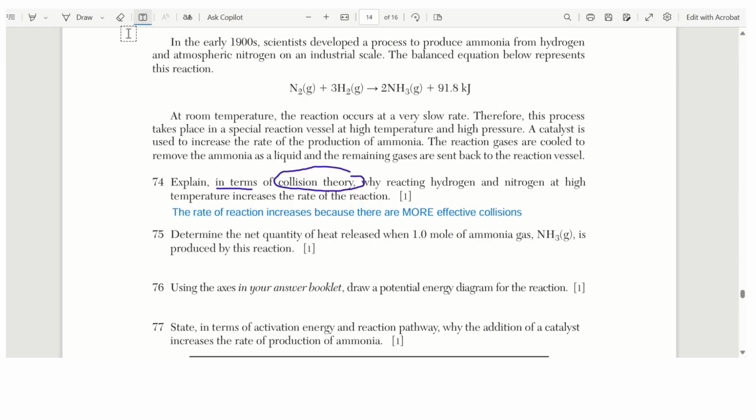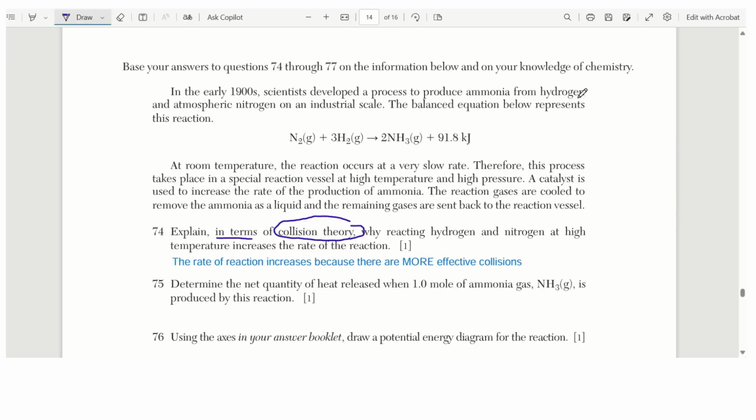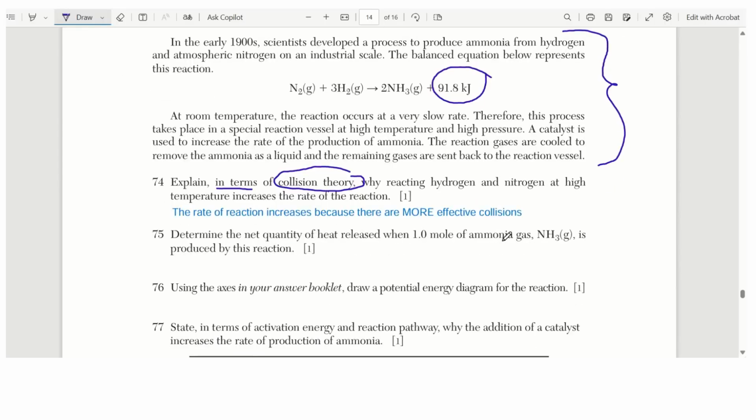All right. Determine the net quantity of heat released when 1 mole of ammonia gas is produced by this reaction. So if I look up here, I don't see anything about a number except for here. Aha. Okay. So it says when 1 mole of NH3 is produced. So I have this number of kilojoules released, right? But look how many moles of NH3 were produced. So how would I determine how much energy was released when I had 1 mole? Well, it literally would be half that, right?